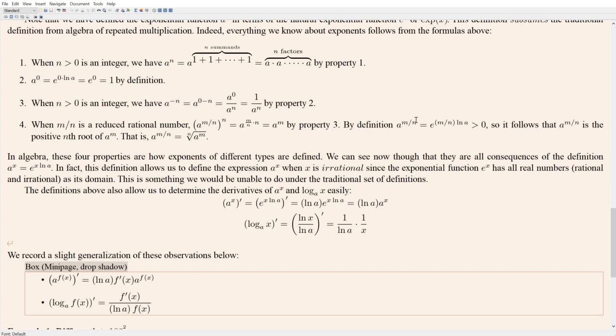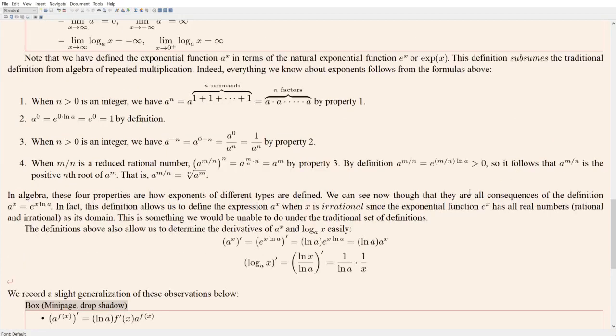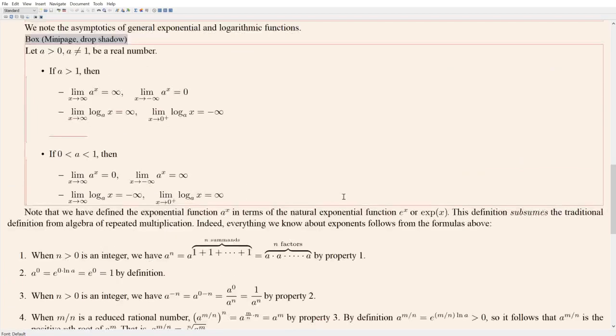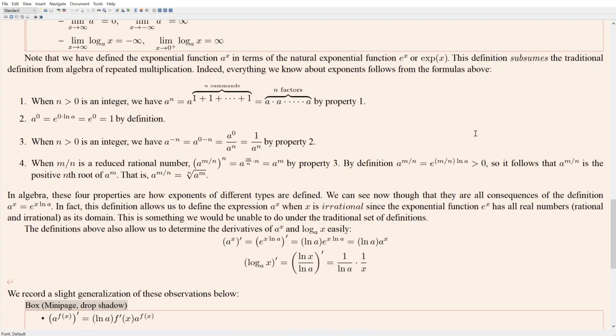Well, a to the m over n, by definition, is e to the m over n log a. And the output of the exponential function is always positive. Again, check the lecture notes from the previous section to see that the exponential function, by definition, always has to give us positive numbers. So it follows that this is the positive nth root of a to the power m. So indeed, it is a consequence of these formulas, really just 1, 2, and 3, that this new definition of exponentials that comes from calculus agrees perfectly with the traditional notion of exponentials that we got in elementary school.